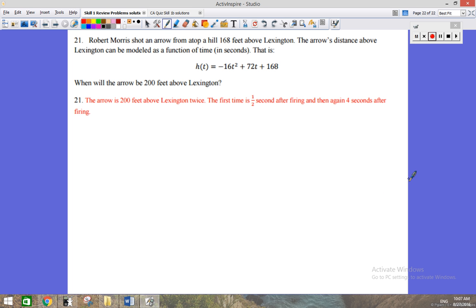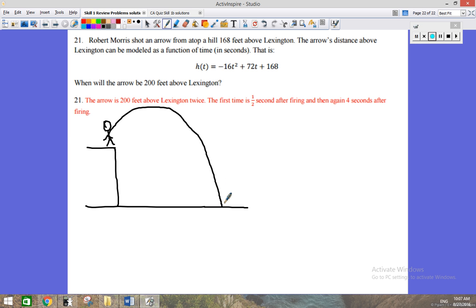Hey, the last problem. We got Robert Morris that's shooting an arrow from the top of a hill. So here's a hill. Robert Morris is on top of the hill. He's watched some John Wayne movie, and he's shooting arrows off the top of the hill. And of course, he's shooting it at Lexington. That's where UK is at. So that's why I put University of Kentucky. Somebody shooting arrows at Lexington, at Kentucky. All right, maybe they hit Calipari.